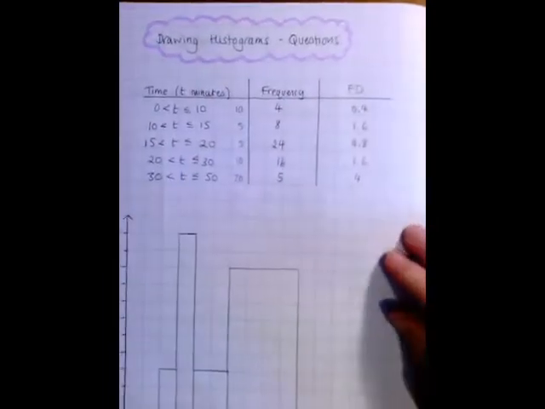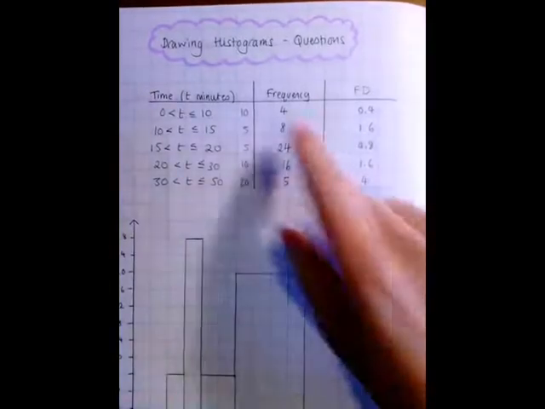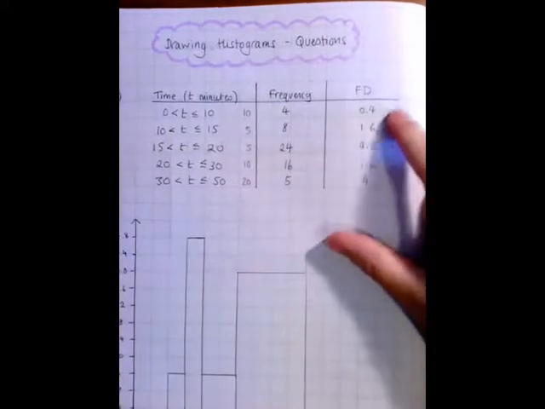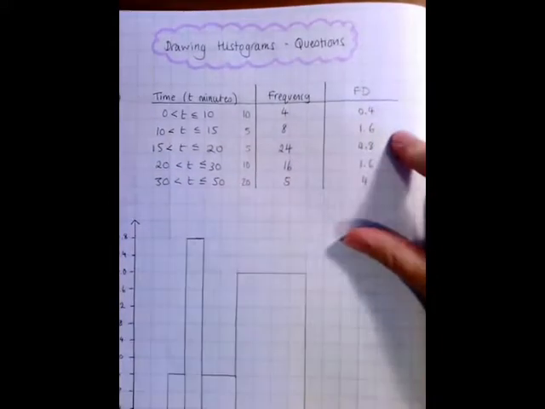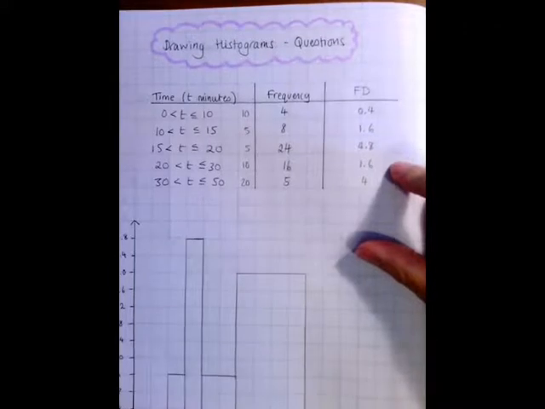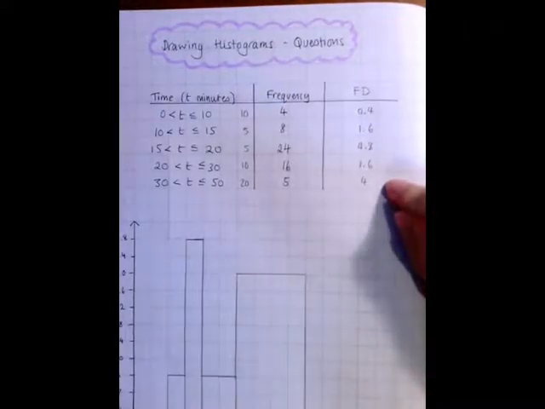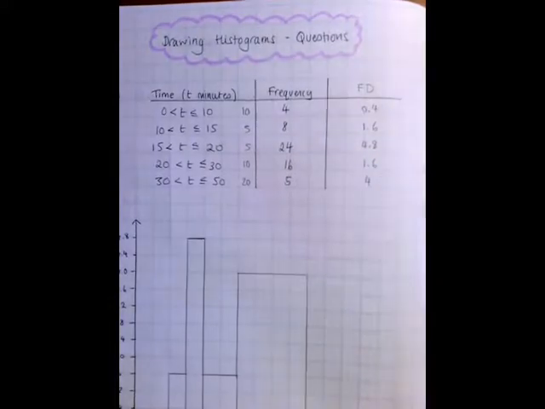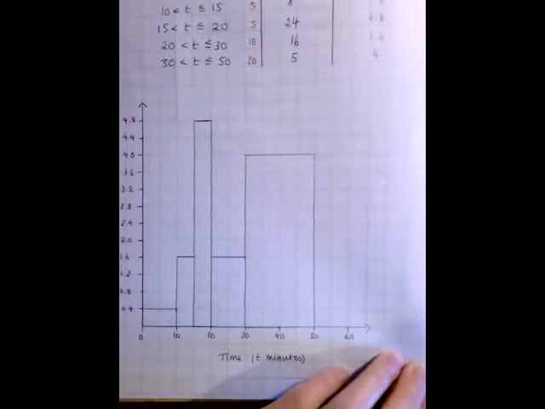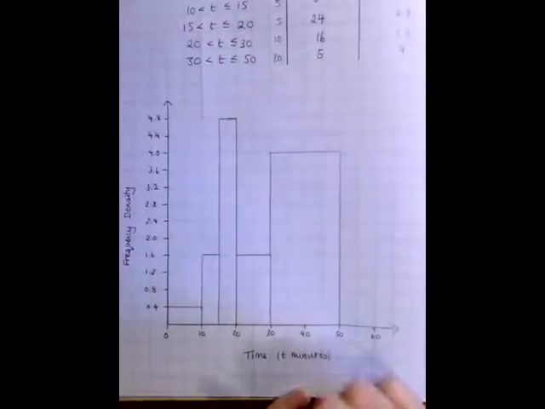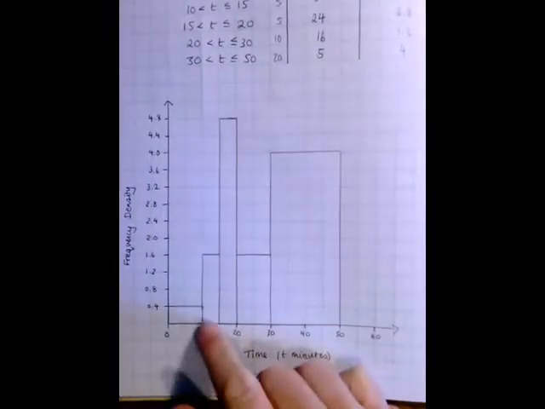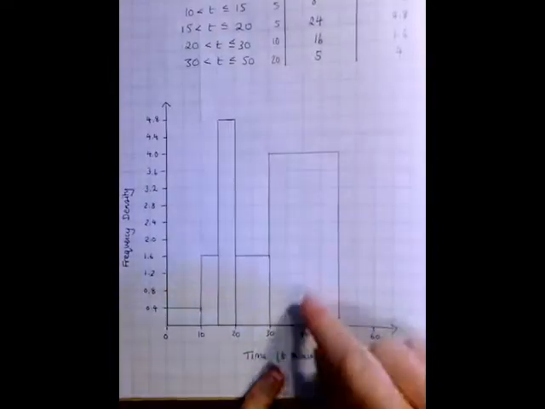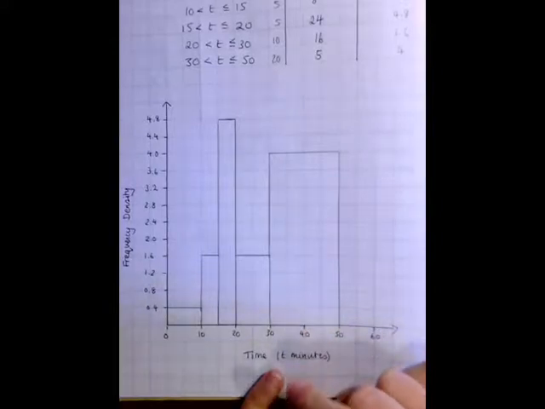Okay, here are the answers for that first one. So the class widths were 10, 5, 5, 10 and 20, which gave you frequency density of 0.4, 1.6, 4.8, 1.6 and 4. And often in an exam question they'll give you a couple marks for just getting these values correct, so that's good. And then your histogram then should look like this. So remember, the different class widths bars should go with your table, and then you can always check them by finding the area of one of the bars.